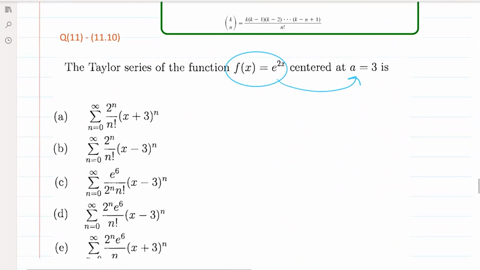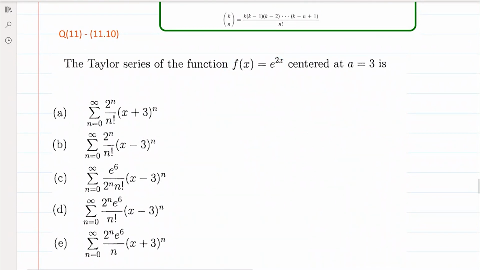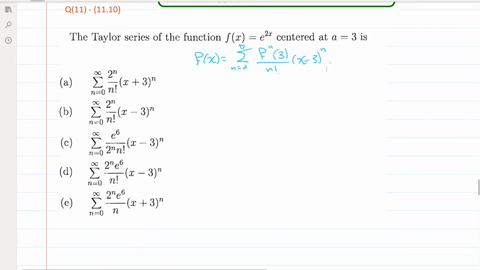Now I need you to find the Taylor series of this function at x equals a. Let me write the formula again here for you. f of x will be the sum from n equals 0 to infinity of the nth derivative at the point a over n factorial times x minus 3 to the power n. Now, after you simplify it and find the nth derivative here, what will be the solution? Is it a, b, c, d, or e? Come on guys, you have 3 minutes.